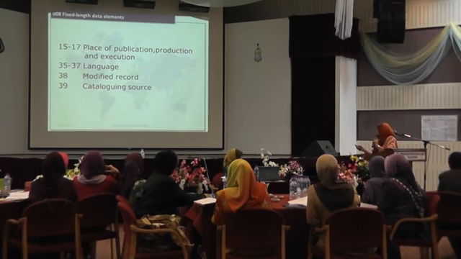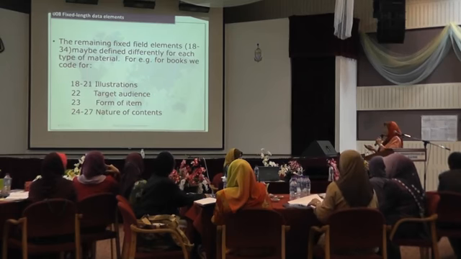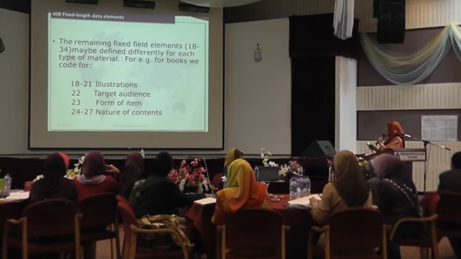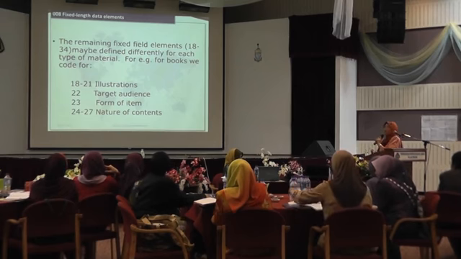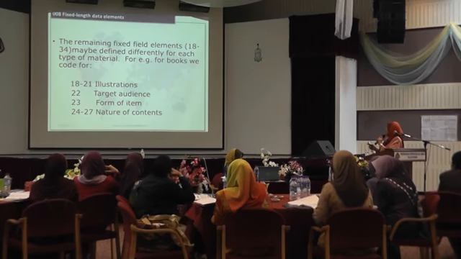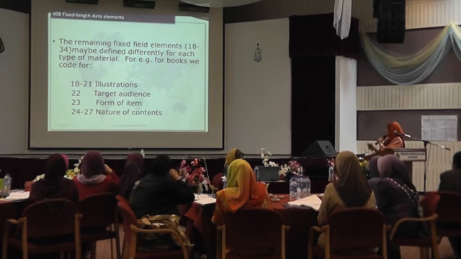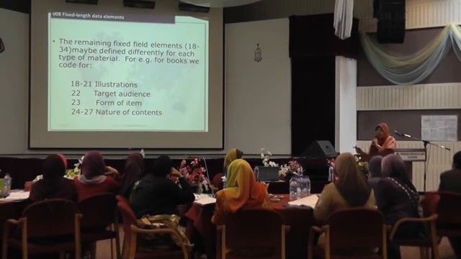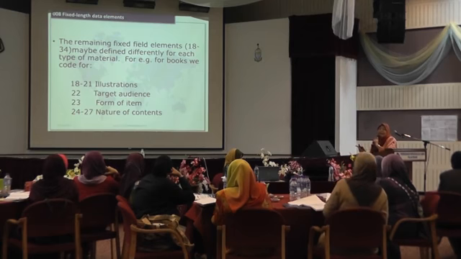Alright. Next. Okay. Now the remaining fixed field elements 18 to 34 may be defined differently for each type of material. For example, for books we quote for 18 to 21, illustrations. 22, target audience. 23, form of item. 24 to 27, nature of contents. Now, even though these are not mandatory, it is essential that it is helpful.